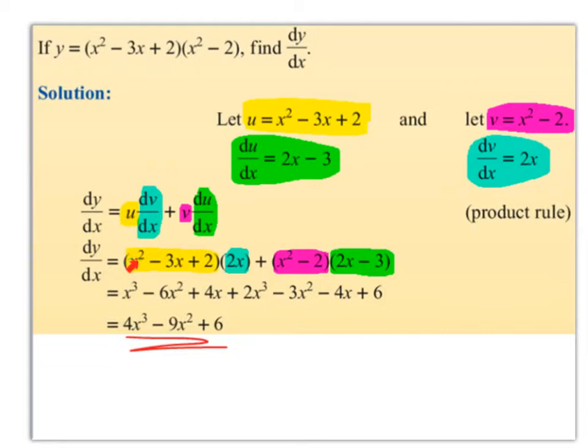So we swap u for x squared minus 3x plus 2 with brackets. We swap dv/dx for 2x with brackets, bring down the plus. We swap v for x squared minus 2 with brackets, and we swap du/dx for 2x minus 3 with brackets. Next, we multiply out our brackets and we simplify. We get x cubed minus 6x squared plus 4x plus 2x cubed minus 3x squared minus 4x plus 6, which simplifies to 4x cubed minus 9x squared plus 6.